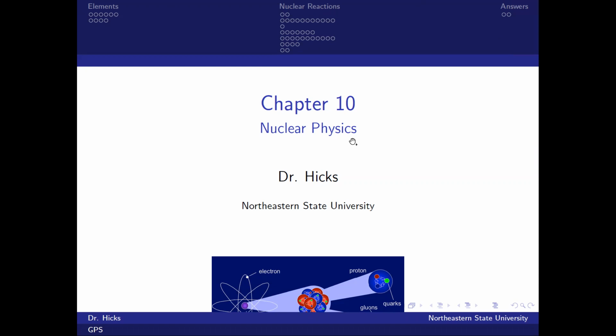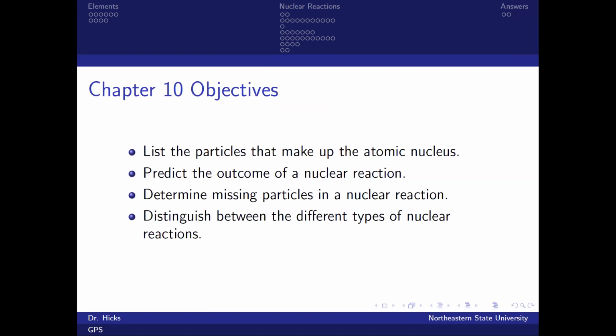So this is all the stuff that we're going to talk about in this chapter, and these are the things that you should be able to do. The main thing is to be able to determine the missing particles in a nuclear reaction. That's where you actually have to solve some problems and do very minimal calculations, but there are still some calculations to do there.